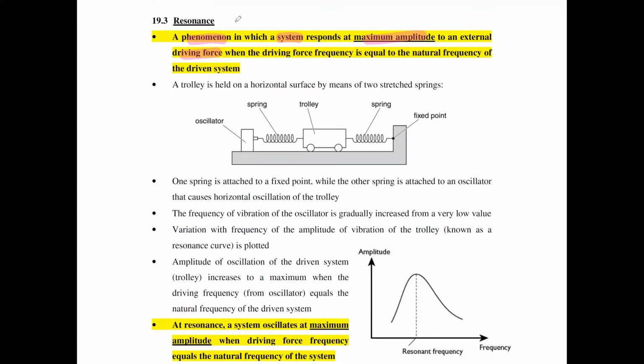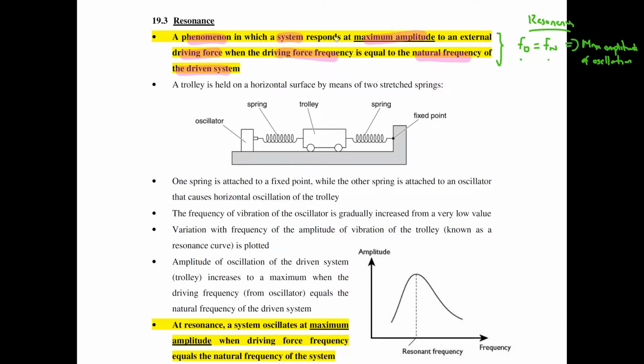is the phenomenon in which the system responds at maximum amplitude to an external driving force when the driving force frequency is equal to the natural frequency of the driven system. This one actually just means this, simply put, when driving frequency equals natural frequency, you get maximum amplitude. This is what resonance actually is. If you want to summarize it, it is when driving frequency equals the natural frequency of the system, then you get maximum amplitude of oscillation. Okay, this is what resonance actually is.